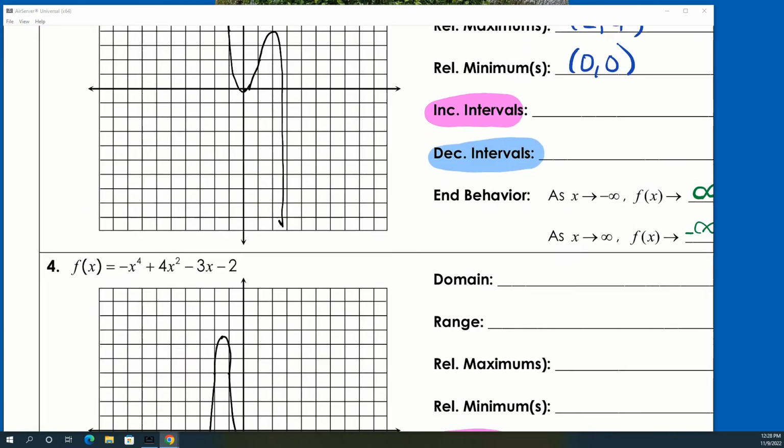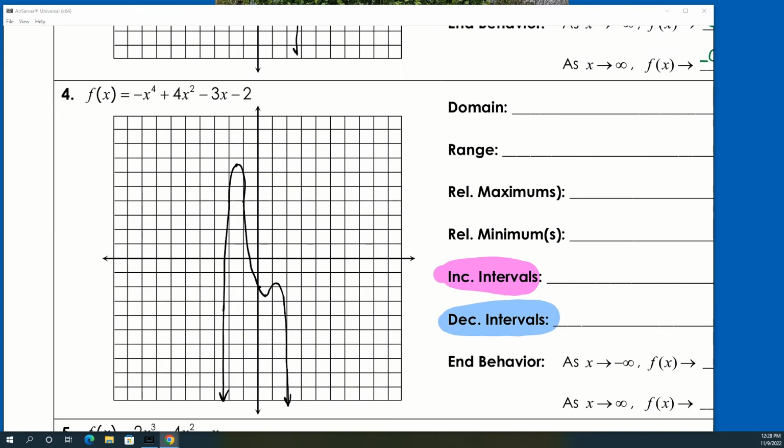If you can't find your packet and you need another one, do you need another one? You need another one?